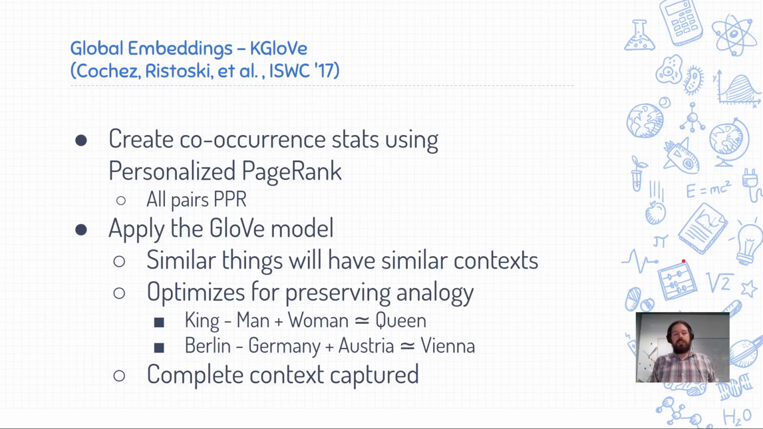Now, this language model specifically optimizes for preserving analogies. So these things which you might have seen in some cases that, for example, king minus man plus woman would be equal or close to equal to queen and so on. The benefit of this model over the random walk method, which we saw before, is that it really captures a complete context. It does not just randomly walk in hopes to find the context. No, this really captures the complete context at once.